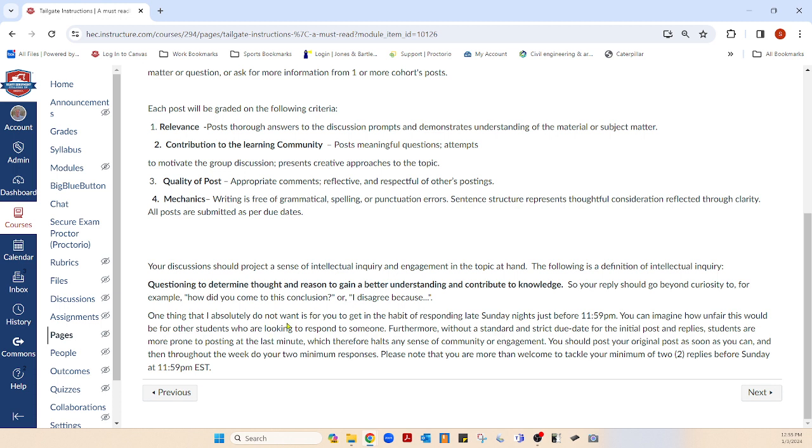And this has been in here forever. Don't wait till the last minute. That's what I'm saying, because everybody needs a chance to see what everybody else is saying. And if you don't say anything until 11:59 p.m., you're taking yourself out of the game. And you can imagine how unfair this would be for other students, et cetera, et cetera. So there.